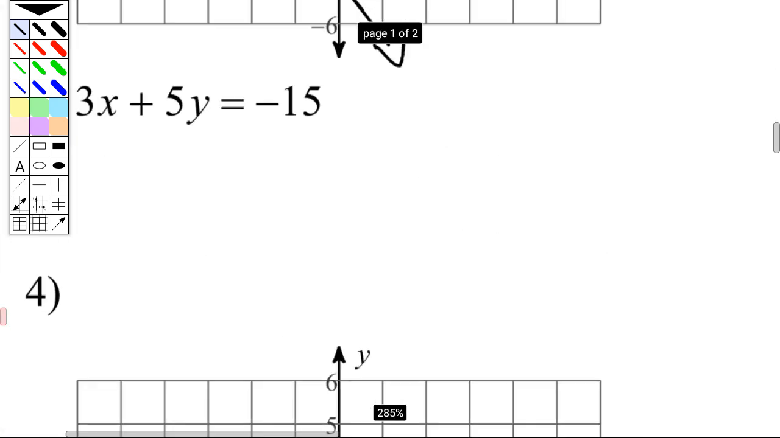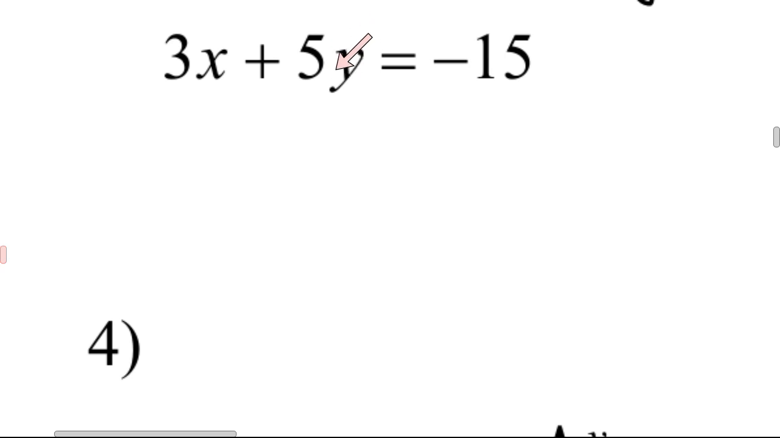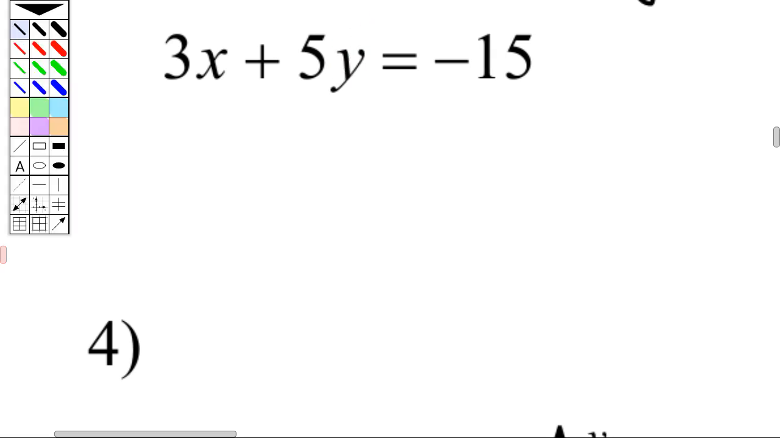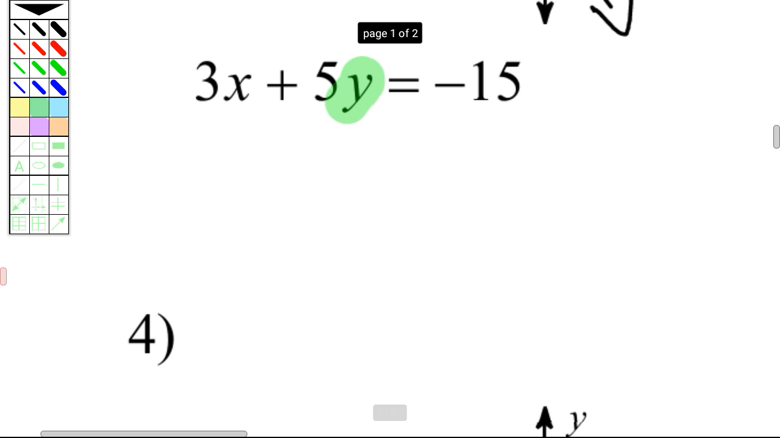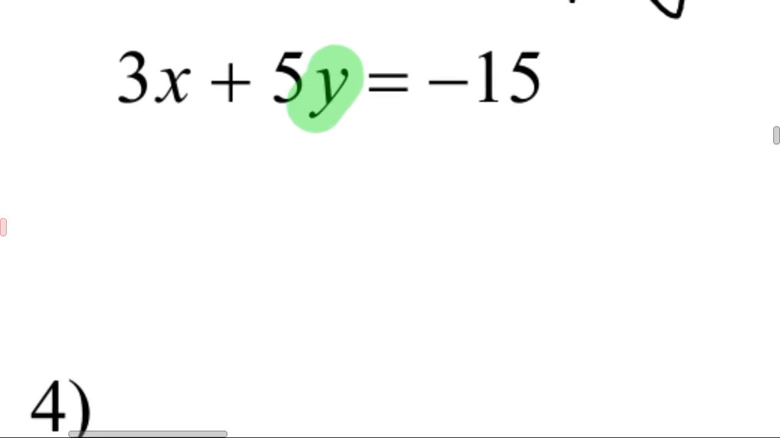How about these? Well, the first question is, are we in slope-intercept form? The answer is no. How do I know that? Well, the y is not all by itself. So this is going to be difficult to graph unless we can get this y all by itself. So if I want to get that green y by itself, the question is, who needs to leave? Well, the 3x has got to get out of there. And then we need to get rid of that 5 somehow.